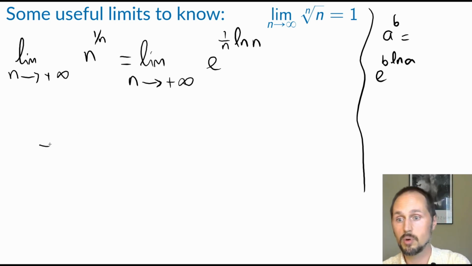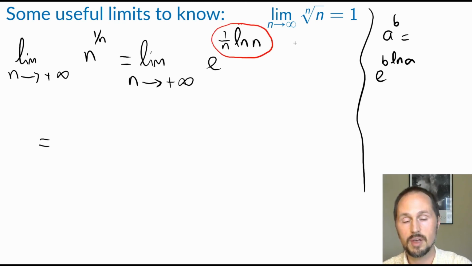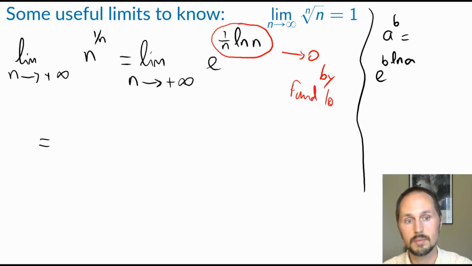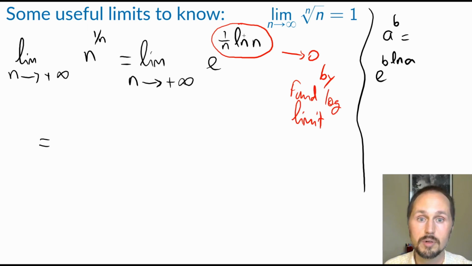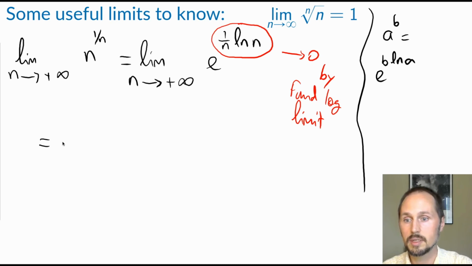And as we saw before, the fundamental log limit tells us that this guy is going to 0. You can also get that by using L'Hopital's rule if you prefer. This is natural log of n over n. That's infinity over infinity. You can use L'Hopital's rule on it. I'm not going to do that. Instead, I'm just going to use this fact. That's going to give us e to the limit as n goes to infinity of 1 over n natural log of n. And we just said that that's going to 0. So that's e to the 0. So that's 1.